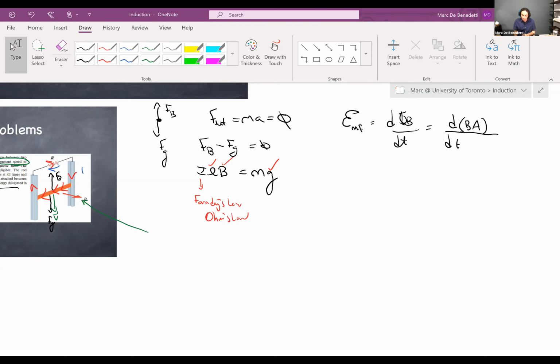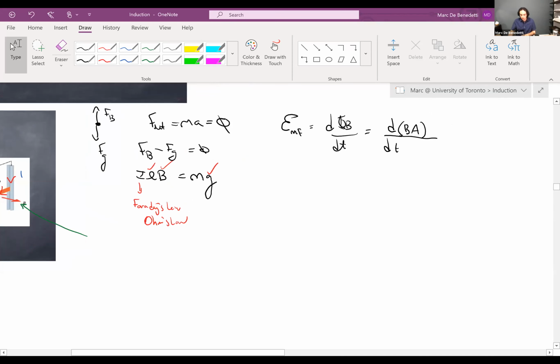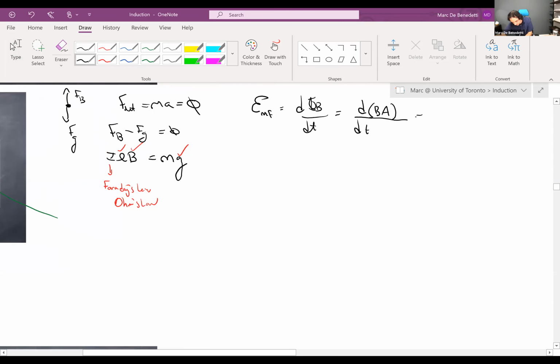So here's our derivative. So we ask ourselves, what's changing? Is the strength of the B field changing? No. So we can actually factor that out of the derivative and then say, okay, well, A is changing. Yes, it is. As time goes on, the area is getting bigger.